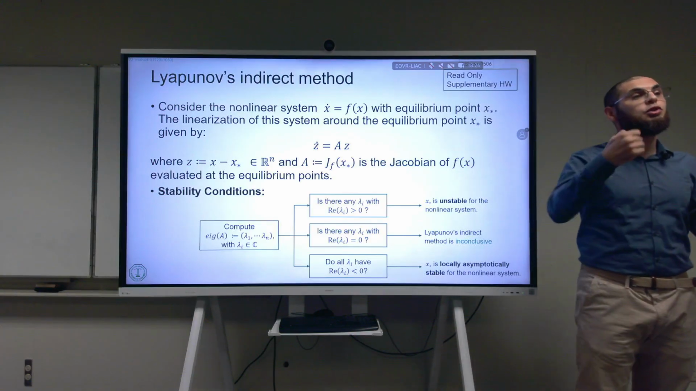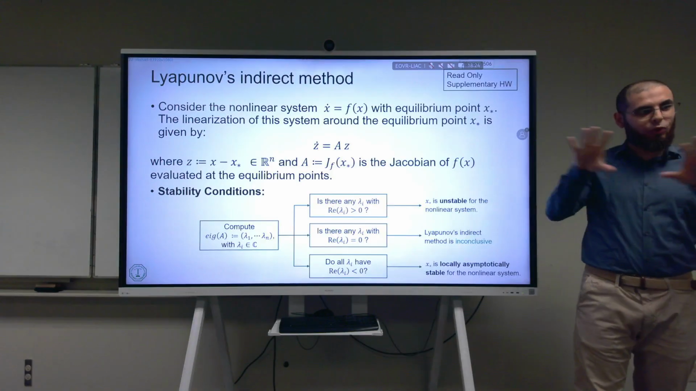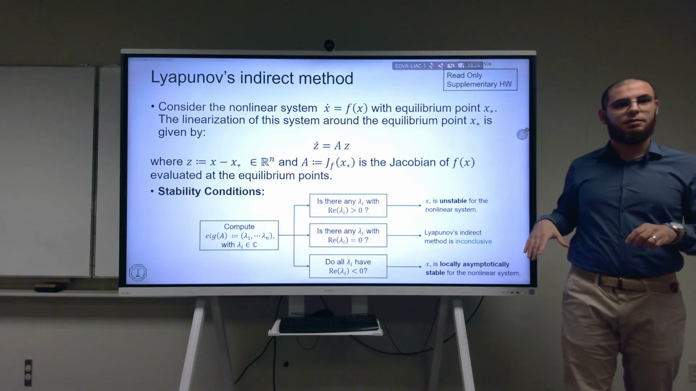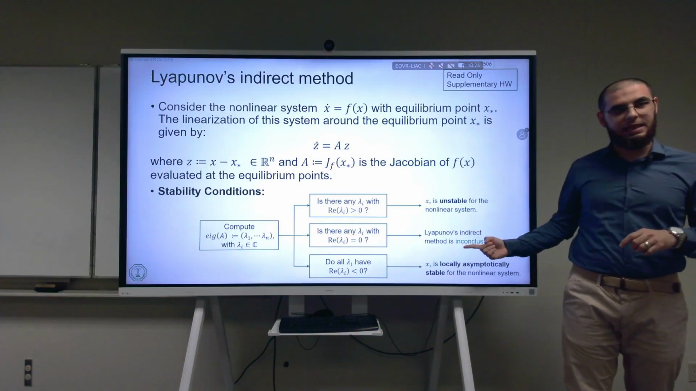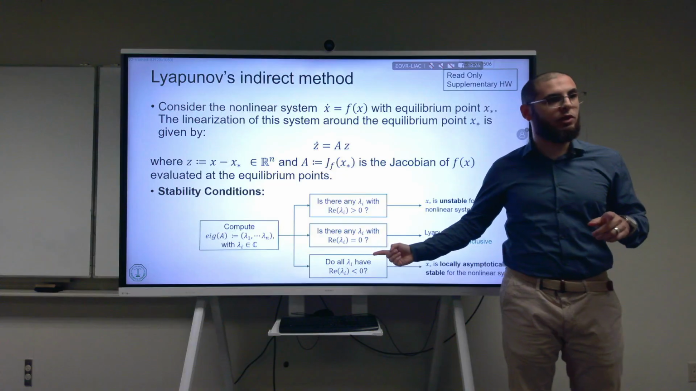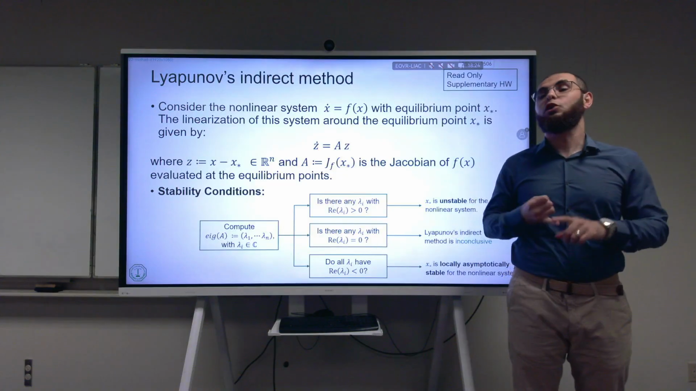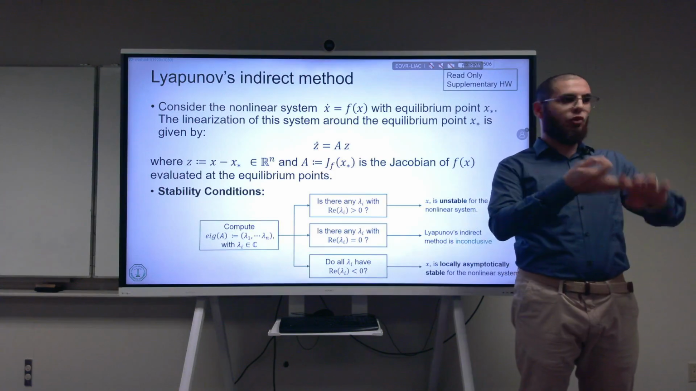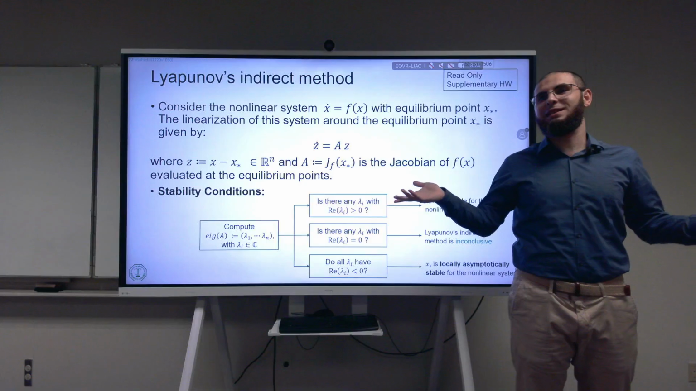What I'm contrasting here is the limitations of the indirect method. So you're saying if one of the eigenvalues is equal to 0, it can be stable. It's inconclusive, which means that it could be stable or unstable, and so on and so forth. It can be many things. You cannot say anything about it.